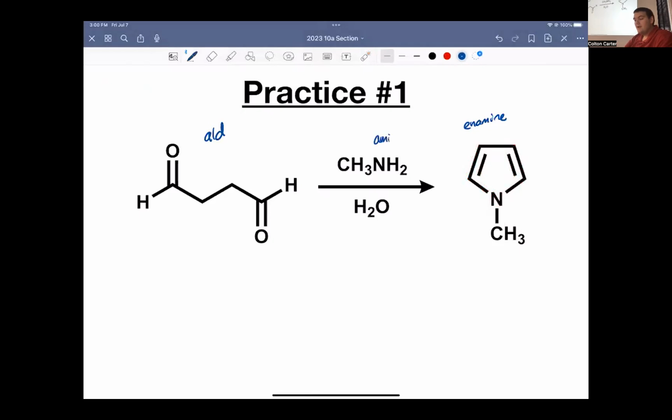And is it a primary, secondary, or tertiary? Primary. Good. So we said that a primary amine and an aldehyde make what functional group? Imine, right? But we have enamines in the product. So something's up here.